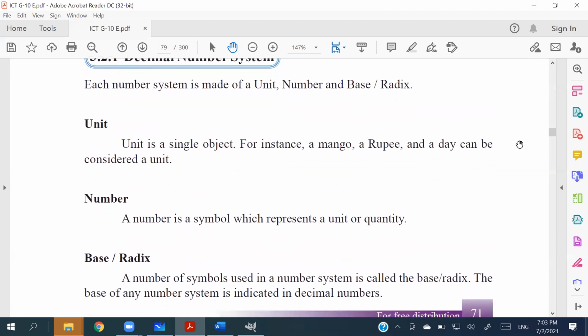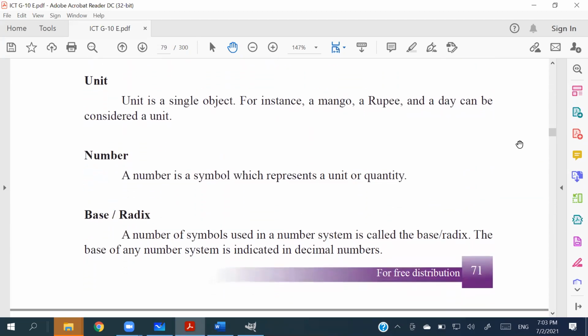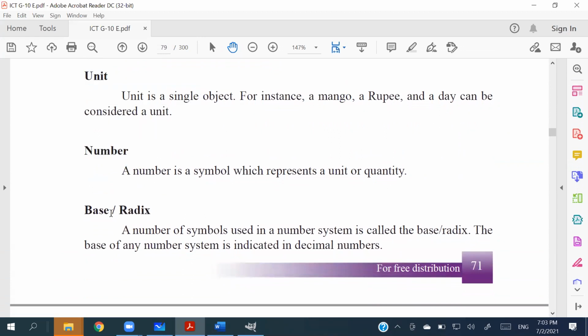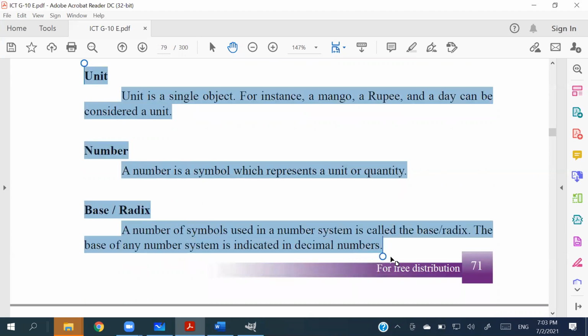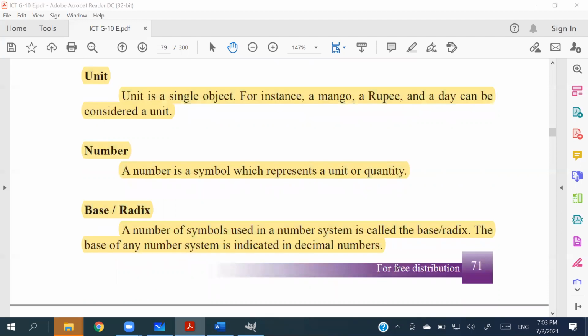What you are going to do is don't put any subheadings, right? So these unit, number, and base and radix, let those be the subheadings of yours. So copy it from here to here, right? Do it as quickly as you can. Below the table, yes, below the table. You don't need to go for any subheading. Just below the table, just write these things.